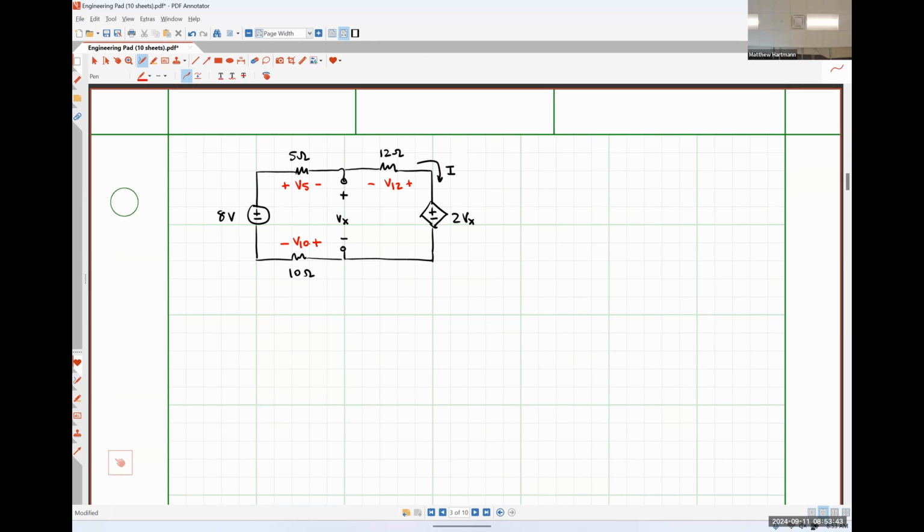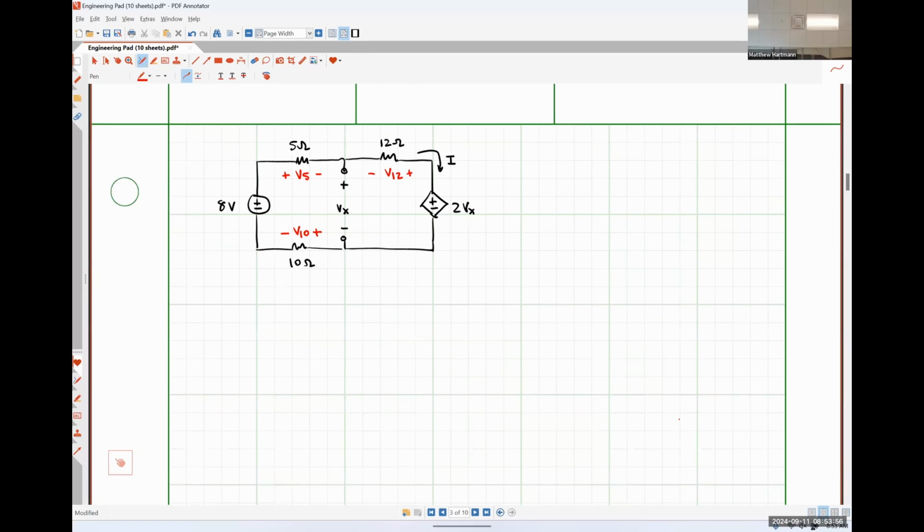So let's see what happens if we write a Kirchhoff's voltage law equation around the outside or the perimeter of the circuit.